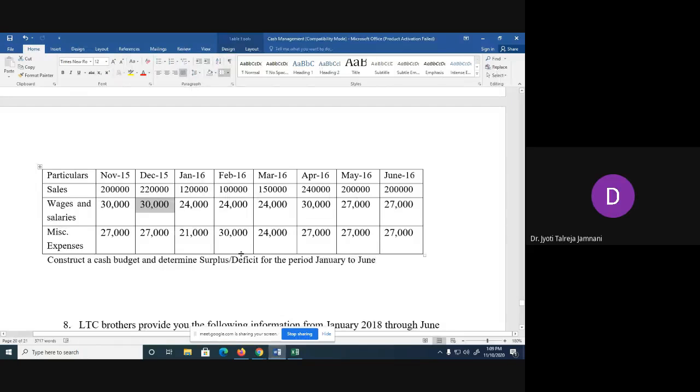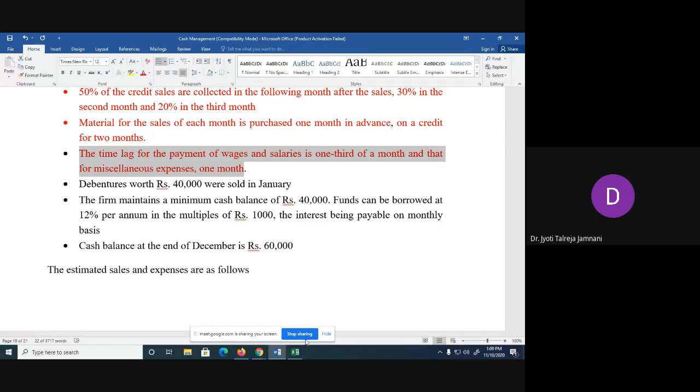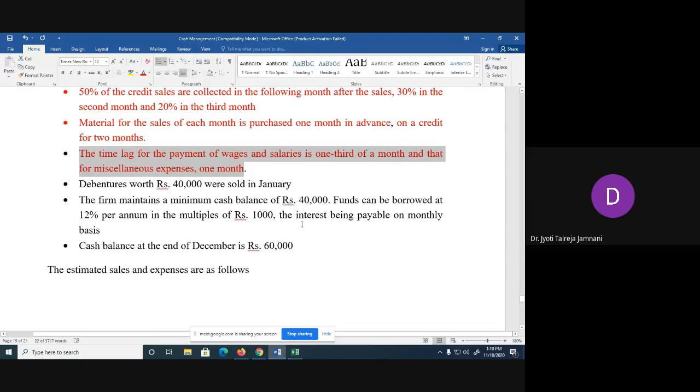Okay. Now let's see what they've told about miscellaneous expenses. The lag for miscellaneous expenses is 1 month. So miscellaneous expenses will be paid 1 month later. So it's not half, 2/3, 1/3, exactly 1 month later. So we'll write here miscellaneous expenses into bracket 1 month. So whatever we are doing in December will be paid in Jan, and so on.